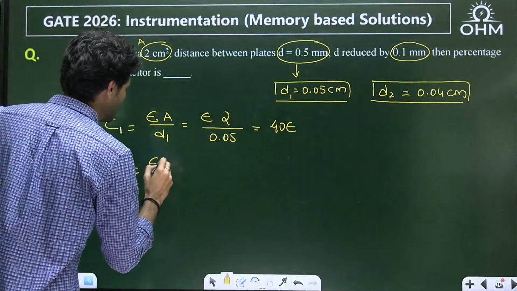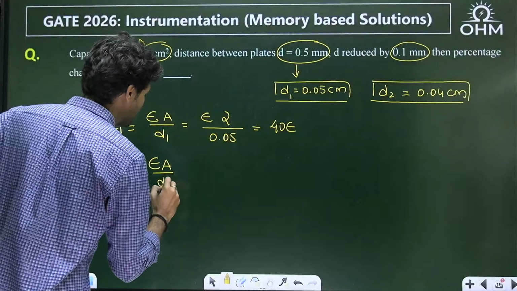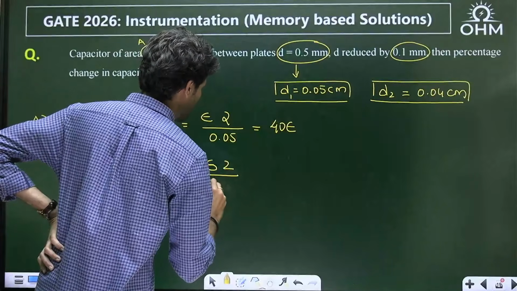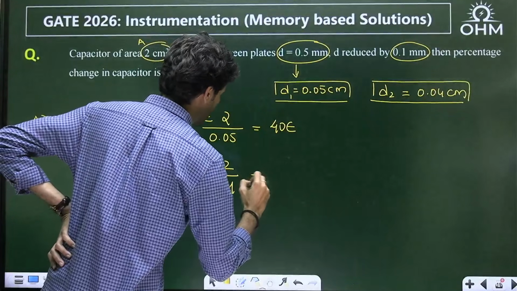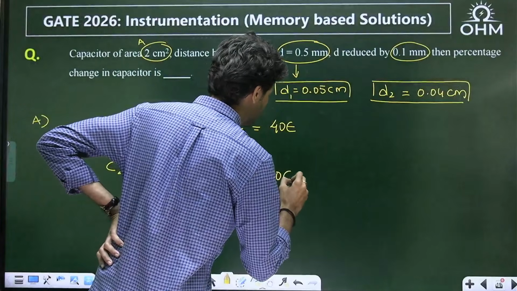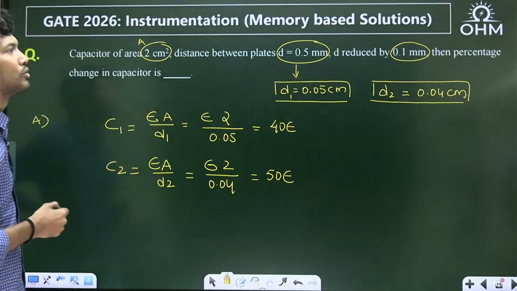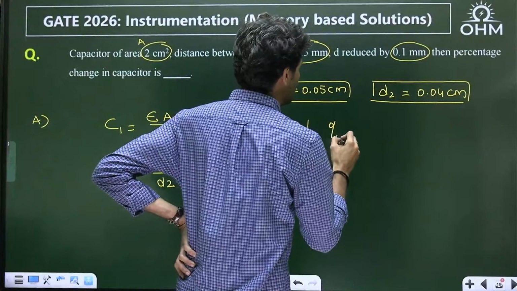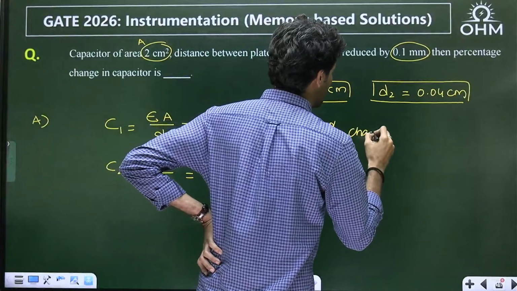And what is the value of C2? C2 is equal to epsilon A by D2. Hence this becomes equal to epsilon into 2 divided by 0.04. 200 by 4 is 50. So this is 50 times epsilon. And what are you supposed to find out? The percentage change in the capacitance.